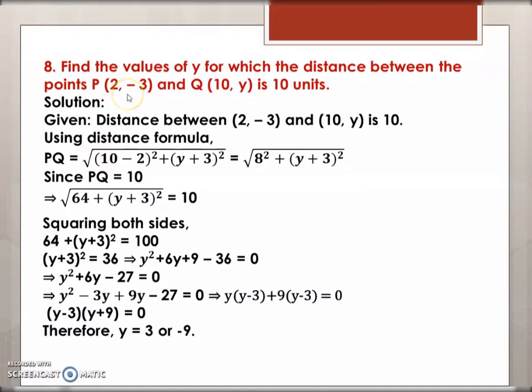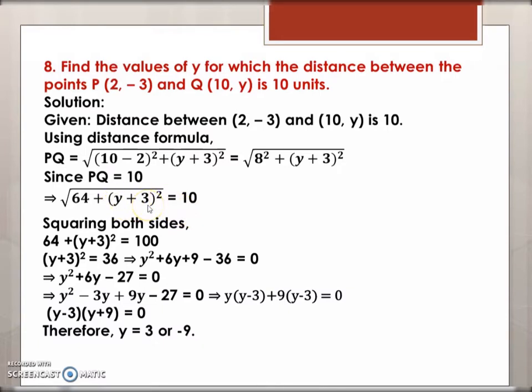So in question number 8, you have to find the value of y for which the distance between these 2 points P and Q will be 10 units. So distance is already given, but one of the coordinates is a variable that is not known to you. So you have to find that variable. For PQ distance, you will just substitute these values of the coordinates in the distance formula and equate that to 10 units. So PQ, when you find using the distance formula, will be the square root of (10 minus 2) the whole square plus (y minus of -3, that will become y plus 3) the whole square, and you will simplify this. This is equal to 10.